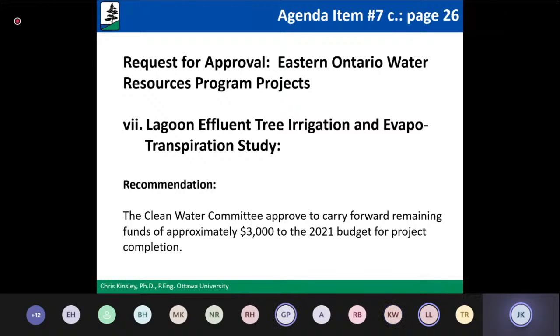So on to 7, Lagoon Effluent Tree Irrigation and Evapotranspiration Study. Chris, are you on the line? Yeah, hello. Hi, Chris. Hey. So I'll just give an update. We were basically setting the system up this year. I was hoping to get the trees planted, but we weren't able to order them in time.